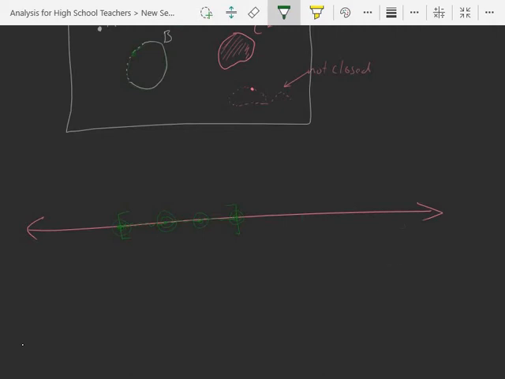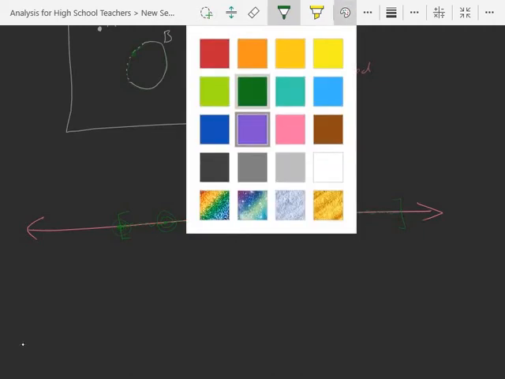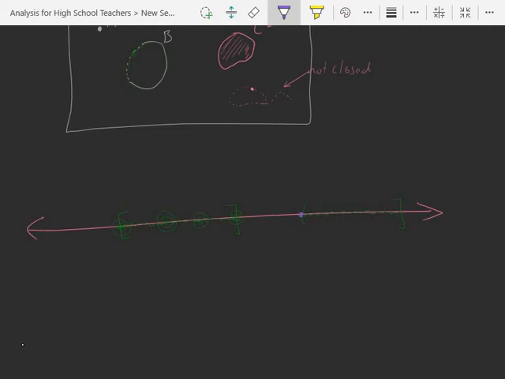This guy is open because this point right here, this is a limit point, but he's not inside the set, right? Because I can draw circles around this. No matter what circle, there's going to be stuff inside that circle that's in the interval. So this is a limit point, but he's not inside the set. Okay.